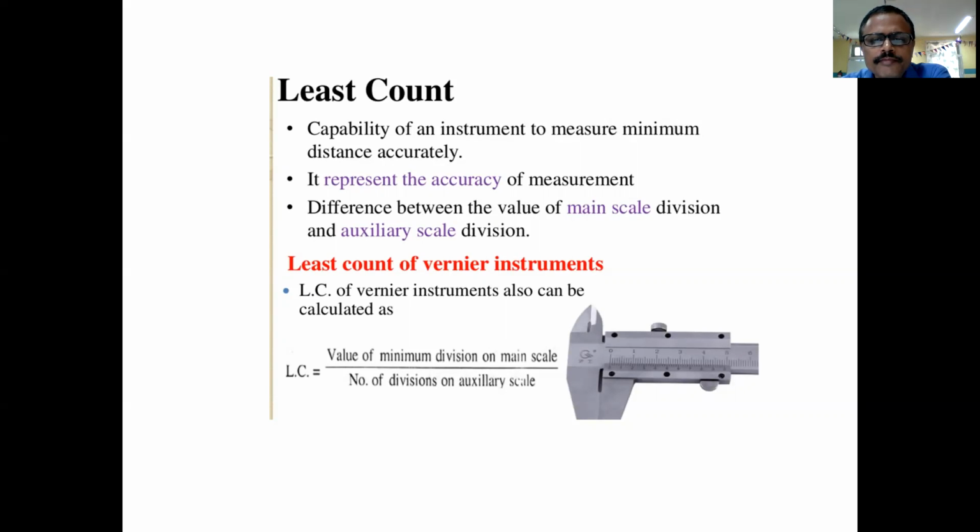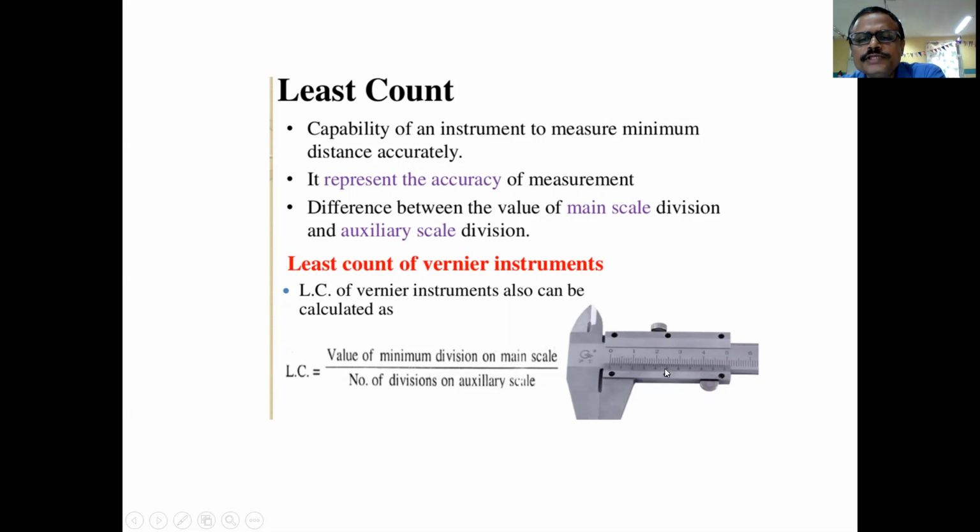In this diagram, you are having a vernier calipers where the method of finding the least count is explained here. Least count of vernier instruments is calculated like this. LC is equal to value of minimum division on the main scale. So this one is the main scale. Up to this, you can see the main scale. What is the minimum division on the main scale? That you should write. Then number of divisions on the auxiliary scale.